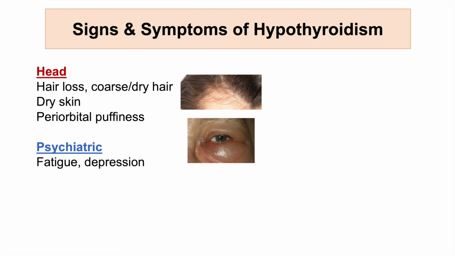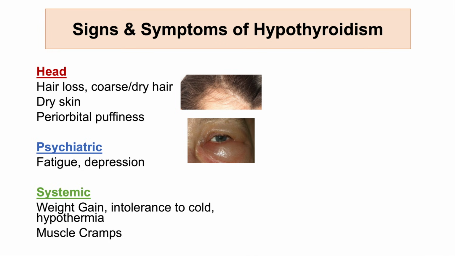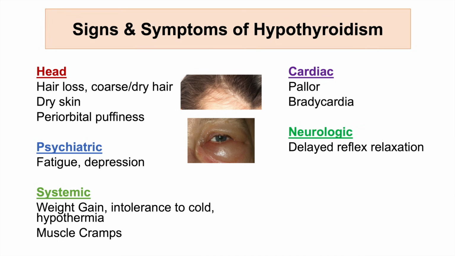They're also going to have decreased what we call mentation, right? So we're going to have decreased mood, they're going to be depressed, they're going to be fatigued. They're also going to have, because they have reduced metabolism, weight gain, they're going to have intolerance to cold, they're going to feel cold, hypothermia, they're also going to have muscle cramping, they're going to have pallor, they're going to have bradycardia, so reduced heart rate, and they're going to have delayed reflex relaxation, so the delayed deep tendon reflexes.